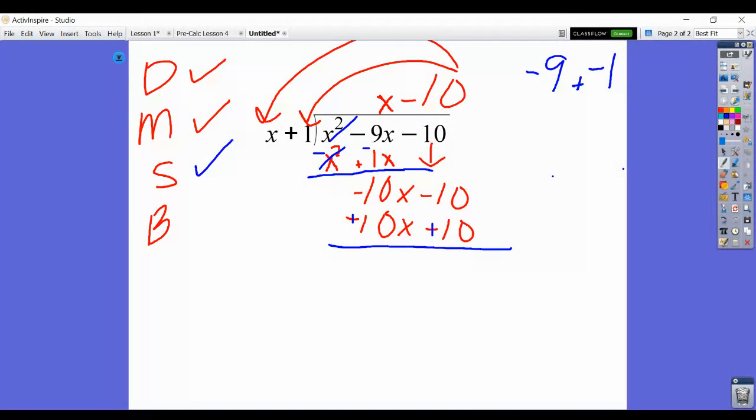So check, I did my subtraction. Oh, well, I've set up my subtraction. Now I'm going to complete my subtraction. And oh, look at that. That's crazy. Negative 10x and positive 10x end up canceling out. And negative 10 and positive 10 also end up canceling out. Not 0.